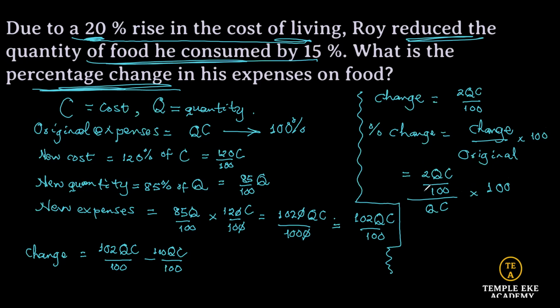And now you know the video, I've already done the video on multiple denominators. So the 100 sinks there. You have 2QC divided by 100 QC, now multiply by 100. And by taking through, 100 divides through there, QC gives way, and we have our final answer, 2%. So the percentage change on the expenses of food is 2%.